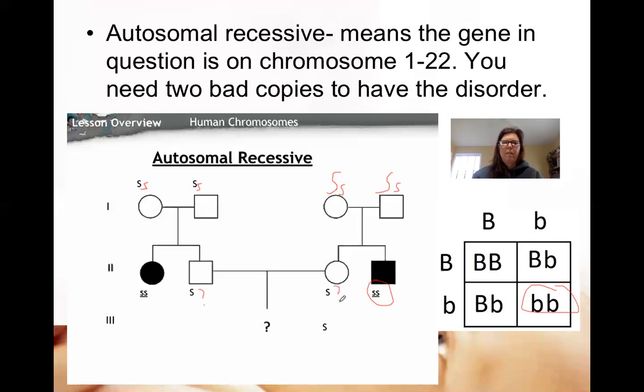Okay. All right. So that is autosomal recessive. Normally with autosomal recessive, what I look at is if I have two normal parents who have a child with it, it's got to be autosomal recessive. That means they're both carriers. They're hiding those bad genes. Versus autosomal dominant, which is what we're going to look at next.